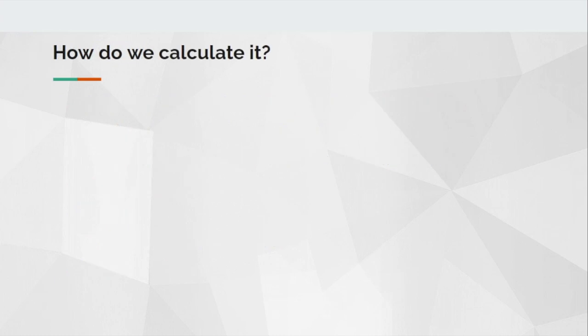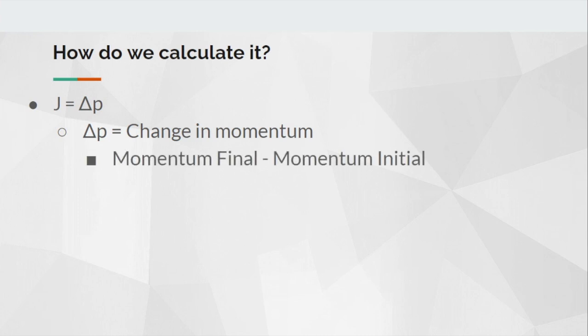How do we calculate it? Well, let's talk about that. Impulse, which we are representing by the letter J, is equal to delta P, which just means that impulse is equal to the change in momentum. Just like I said before on the last page, delta P equals change in momentum, which again is momentum final minus momentum initial.